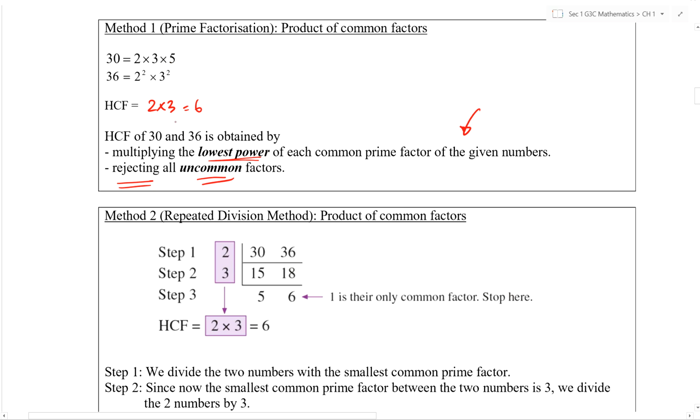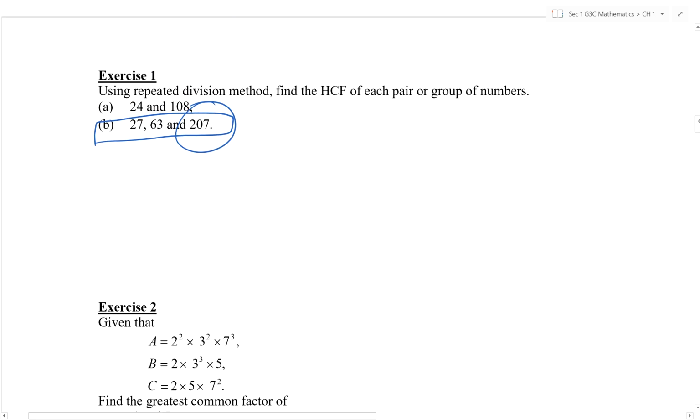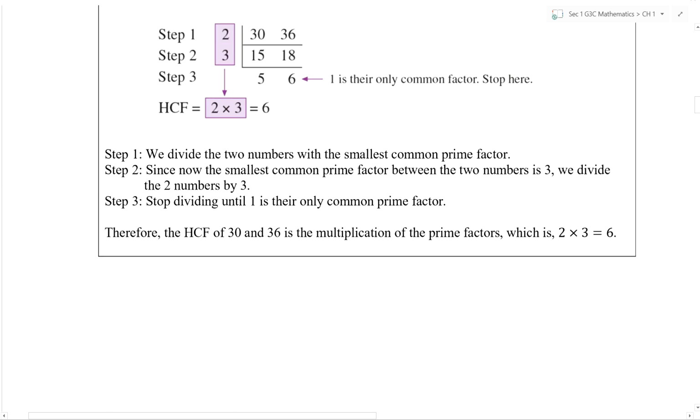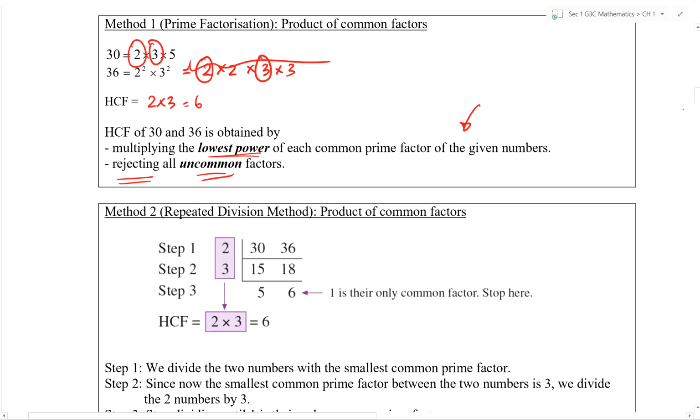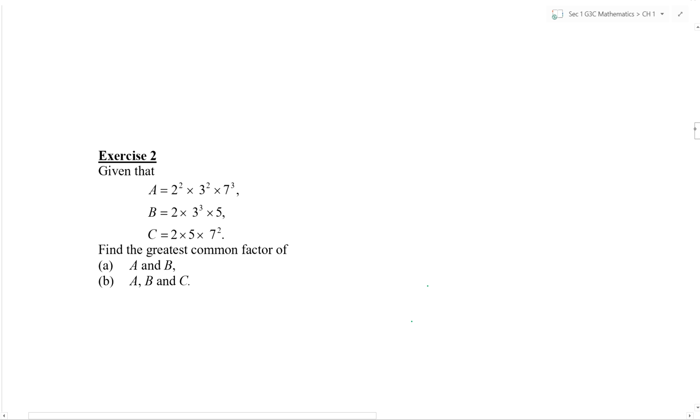Okay, for now, you may find it useful to express it out this way, and then you do the circling, the grouping. When you are familiar with this already, you skip this step, and then you look at the power. Okay? So let us try using this prime factorization. This is a repeated division.